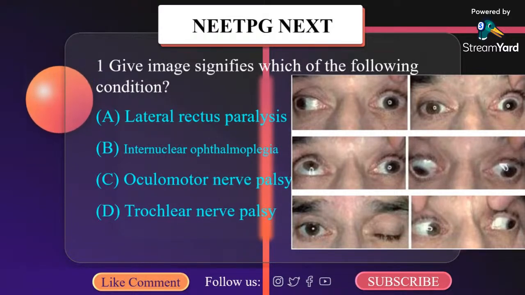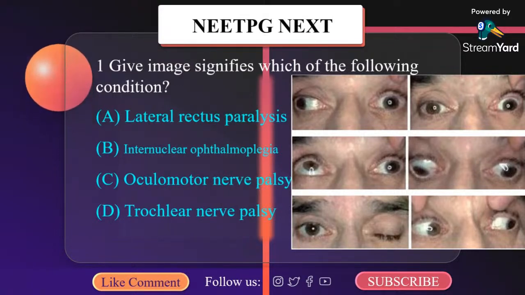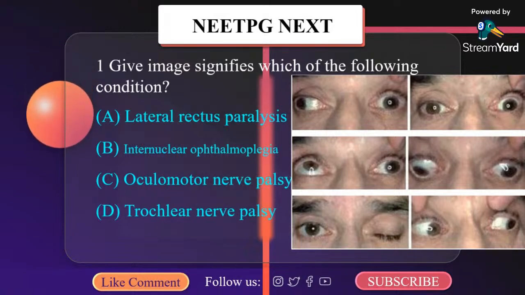They have given four options. A. Lateral rectus paralysis. B. Internuclear ophthalmoplegia. C. Oculomotor nerve palsy. D. Trochlear nerve palsy. What do you think is the correct answer? Your time starts now.